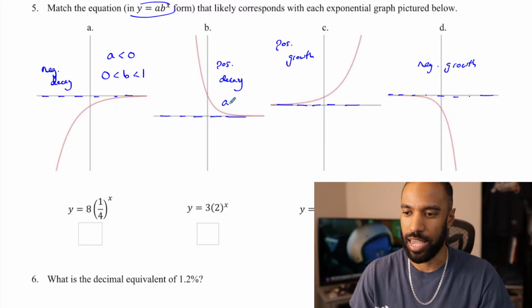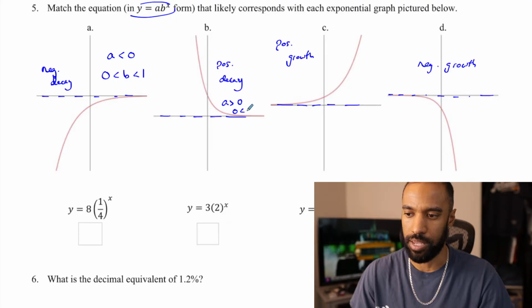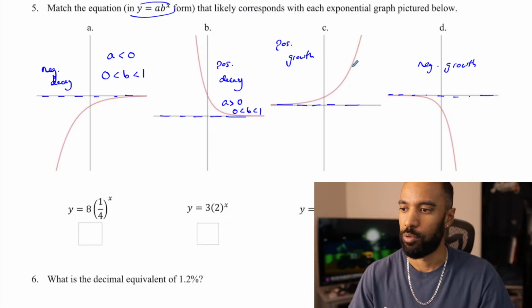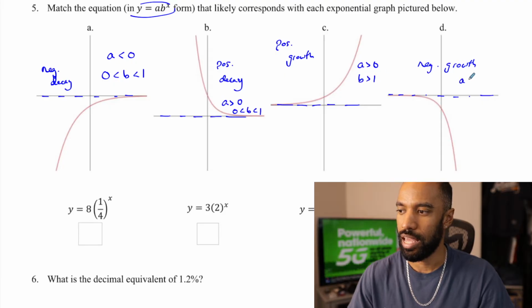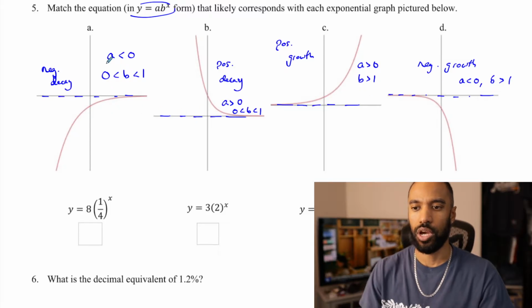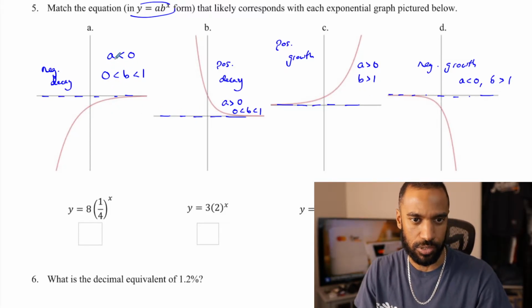For positive decay, a would have to be greater than 0, where b is between 0 and 1. For positive growth, a would have to be greater than 0, b would have to be greater than 1. And negative growth, a less than 0, b greater than 1. So which one has each of those? That's what we're going to find.